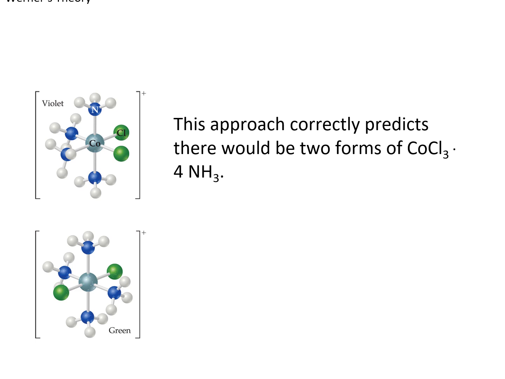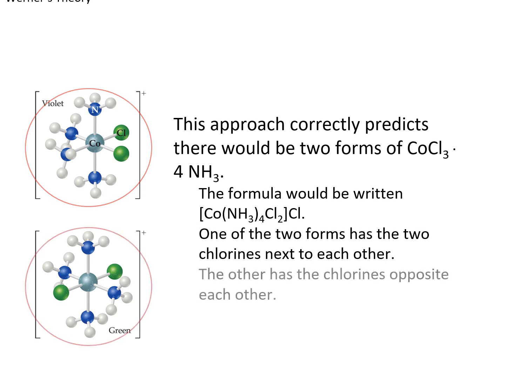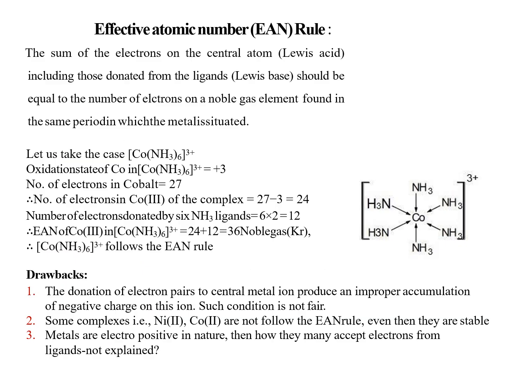This approach correctly predicts there would be two forms of CoCl3 complex: one with two chlorines next to each other, the other with the chlorines opposite to each other. The first one, the cis form, gives a violet color, and the other, with chlorines on opposite sides, gives a green color. Next, we are going to see about the Sedgwick theory.